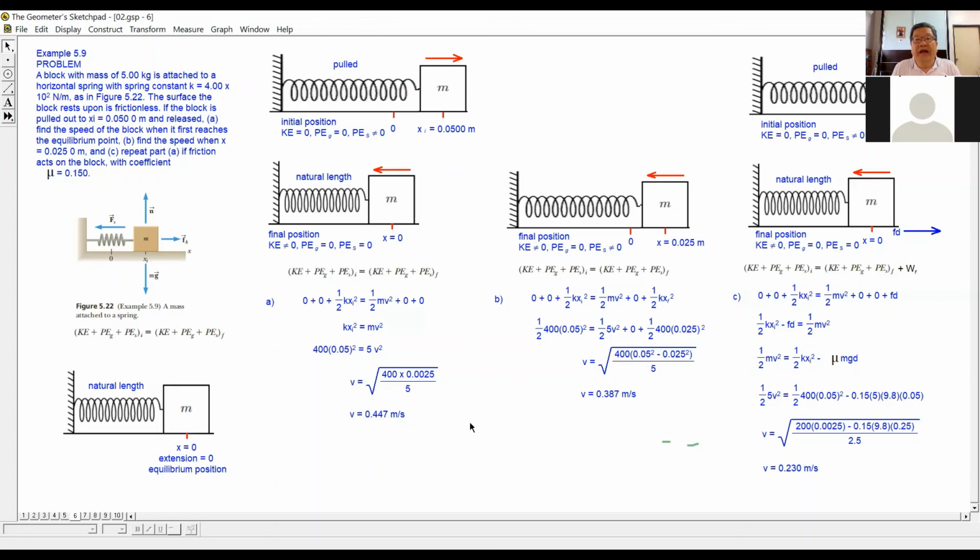So, one more time, we are comparing the energy at two different positions. At the initial position, add all three energies together. At the final position, add all three energies together. By conservation of energy, the two are the same. Make them equal, then solve. So this is what we are doing. Okay, right. Now, the second part.